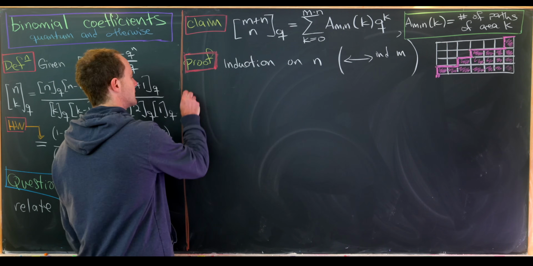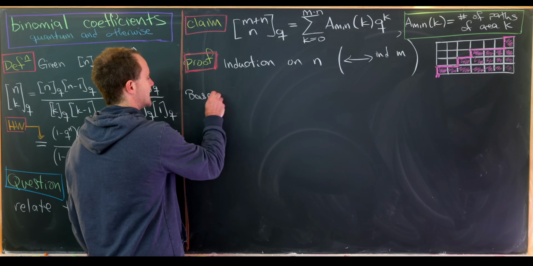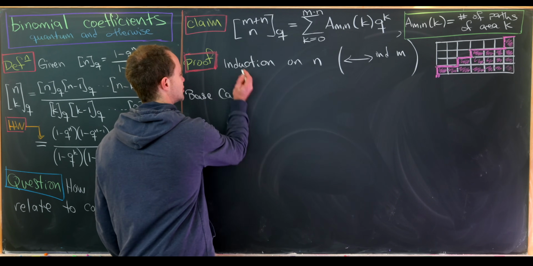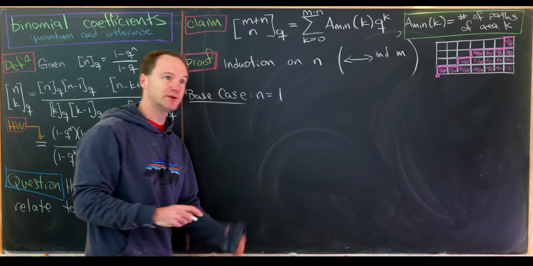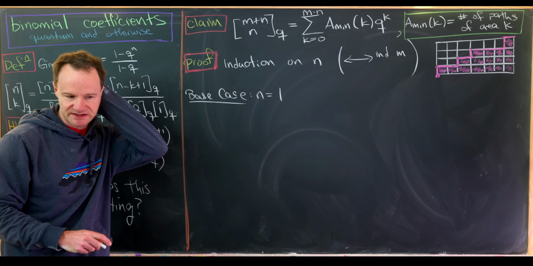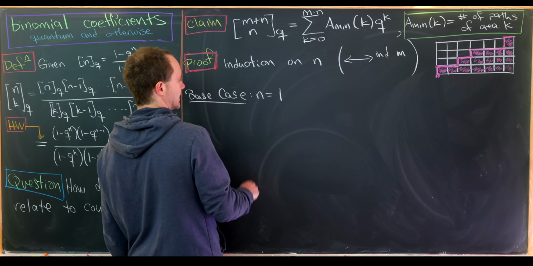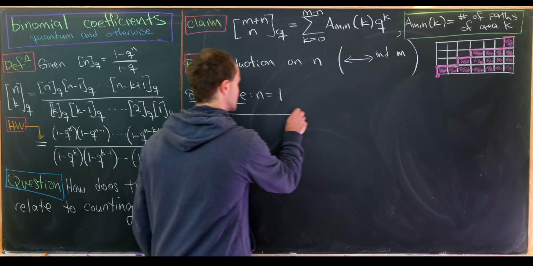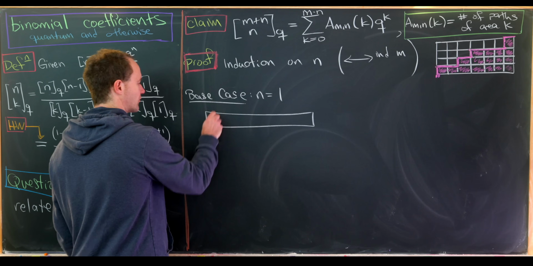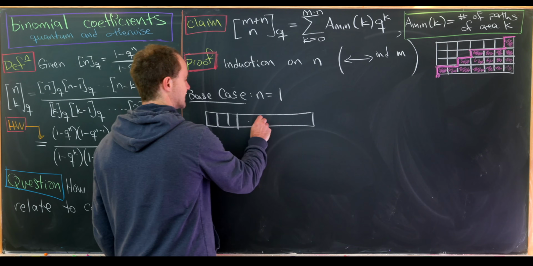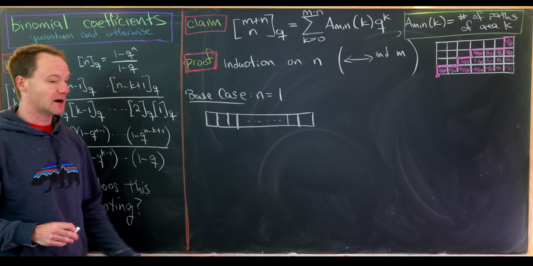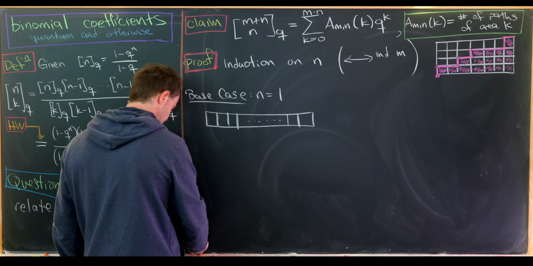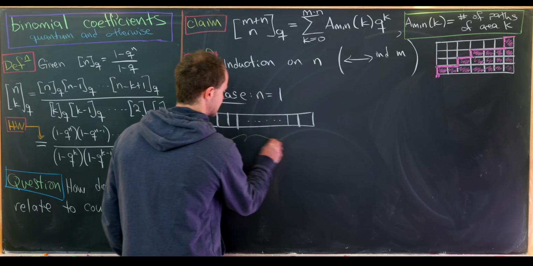Okay, so let's look at our base case. Like I said, since we're working with induction on n, our base case will be n equals 1. I guess we could take the base case of n equals 0, but that's kind of boring. So for the n equals 1 case, our grid looks like this. So we have just essentially m boxes there. Let's point out that we have m boxes.